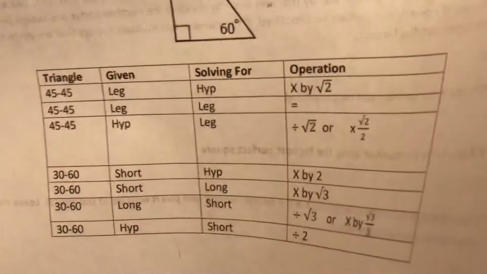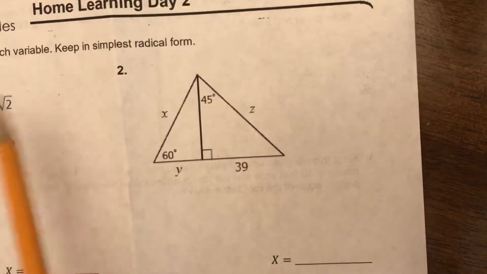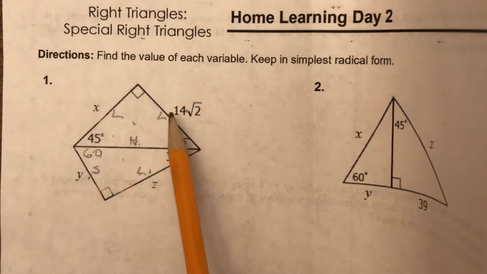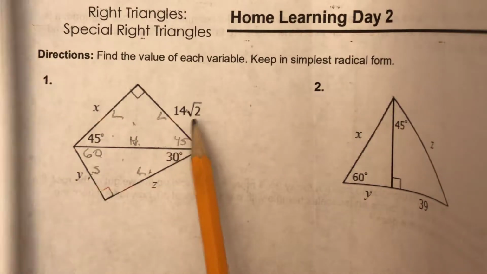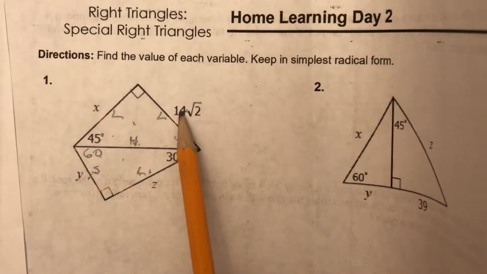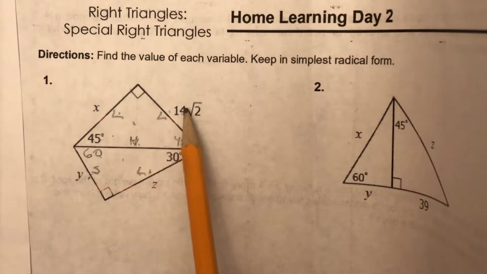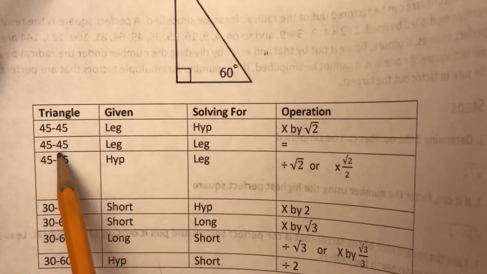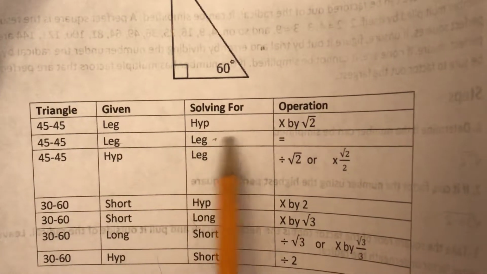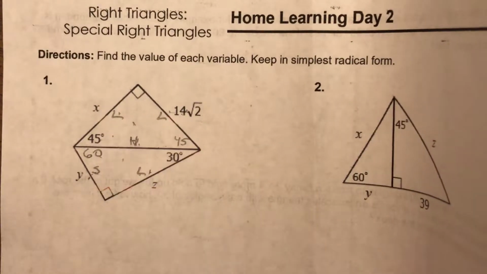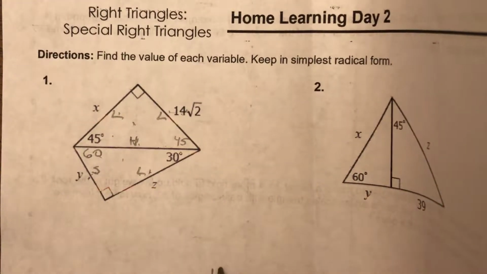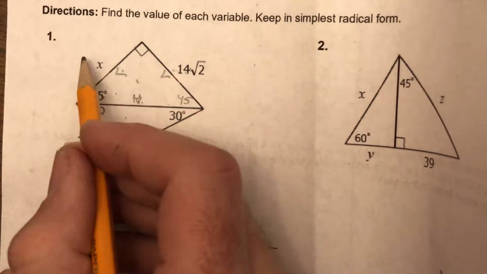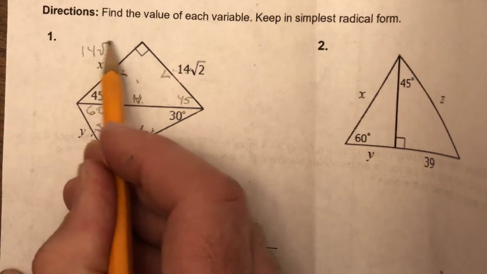Again, you're going to be referring to this chart, so I'm going to be pulling it over now and then. We are given a 45-45, and we are given a leg, and we need to find the other leg. Hopefully you know by now that the legs are going to be the same. So we look and say, okay, 45-45, we're given a leg, solving for a leg, so that means they're equal. That means x is going to be 14 radical 2. Go ahead and fill these in also as you do it.